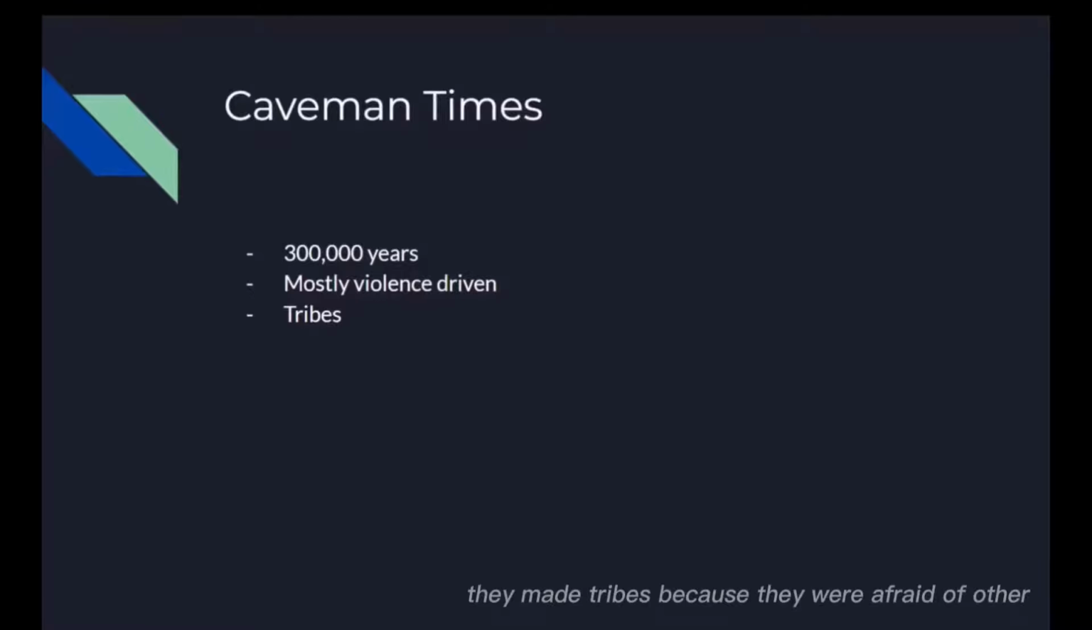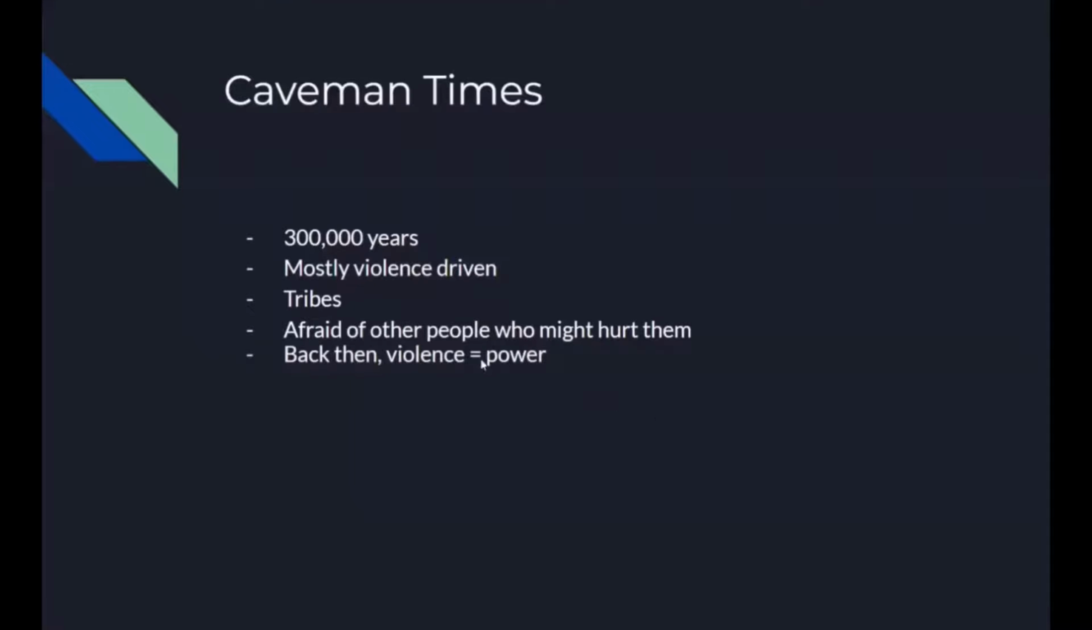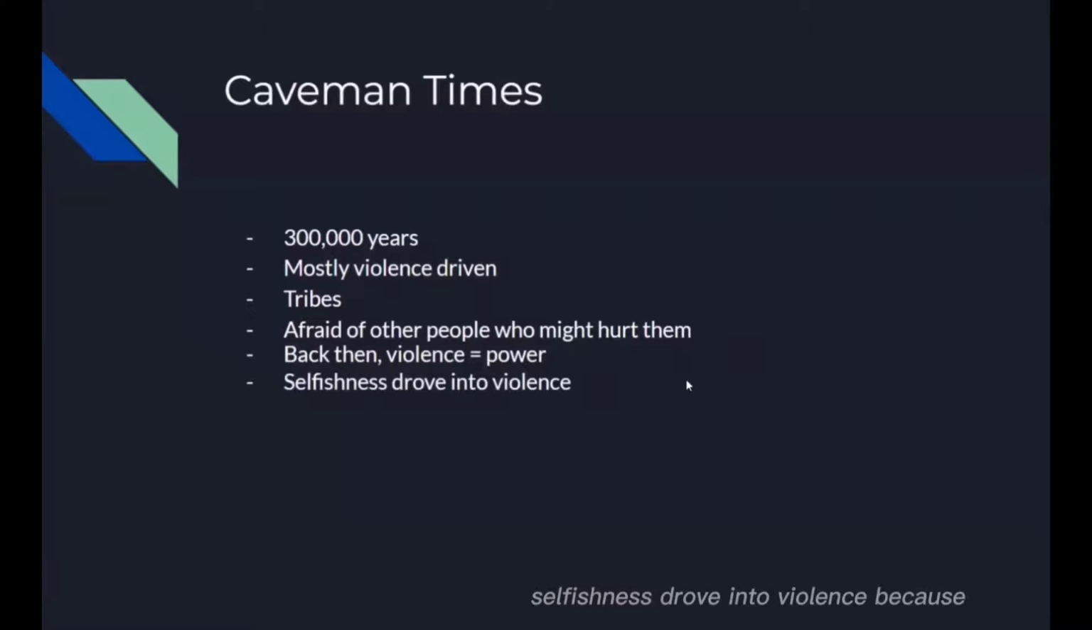They made tribes because they were afraid of other people who might hurt them. Back then, violence was equal to power because that's what people usually did in order to gain resources. Their selfishness drove into violence because if you didn't share any food, there would be more food for you, which means you were most likely to survive. So that's what everybody wanted to do back then.